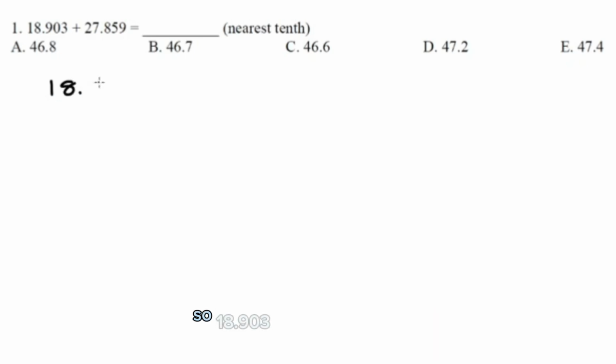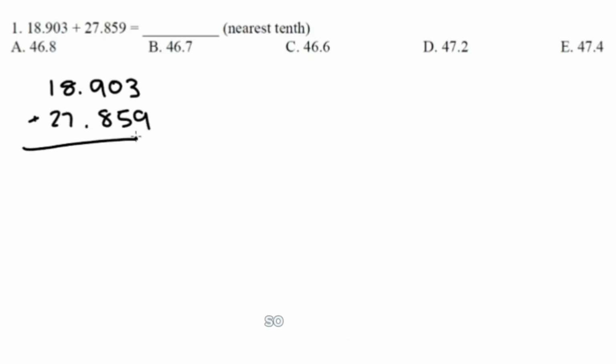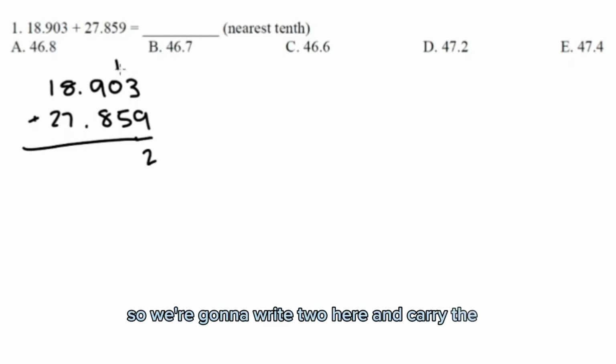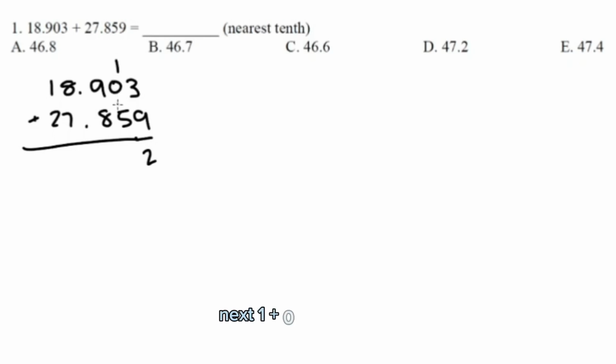So 18.903 plus 27.859. Alright, so first, this 0.003 plus this 0.009. That's going to be 0.012. So we're going to write a 2 here and carry the 1. Next, 1 plus 0 plus 5, that's 6. Next, 9 plus 8, that's 17. So we're going to write a 7 here and we're going to carry the 1.